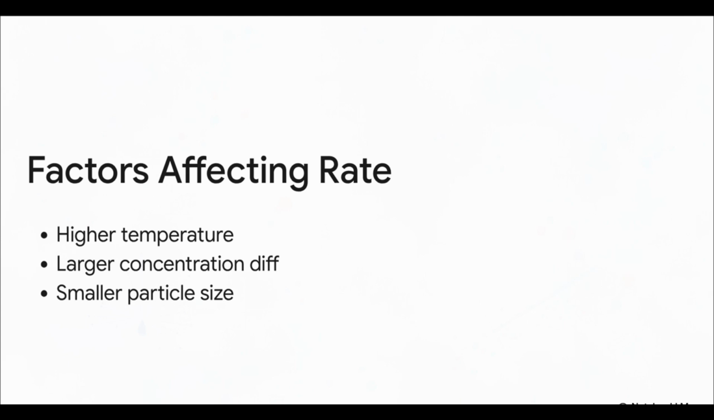Factor 2, a larger concentration difference. If you've got a massive crammed crowd of particles in one tiny spot and absolutely zero right next to it, that initial outward spread is going to be incredibly rapid. But as things start to even out, the rate naturally slows down.